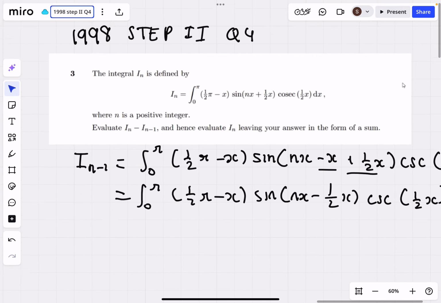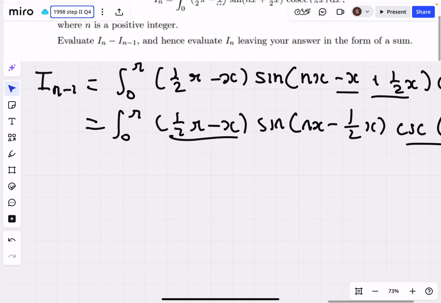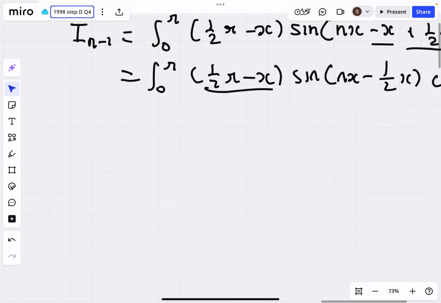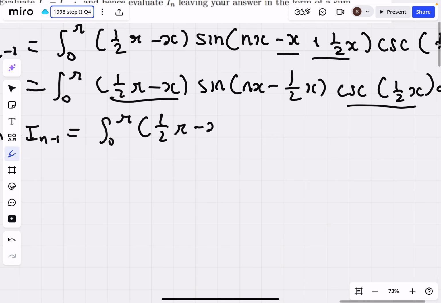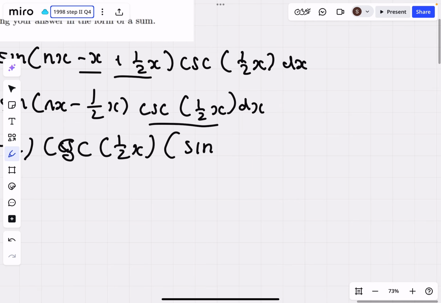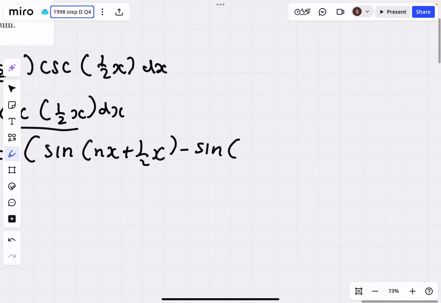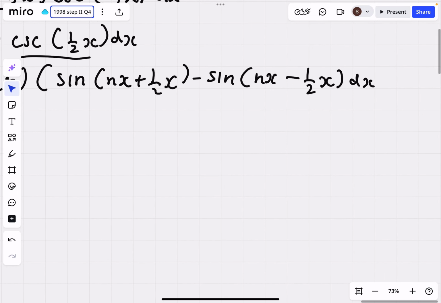Now let's take this away from I_n. Well, we can see that both of these integrals have half pi minus x and cosec half x in common, so we can use that. dx.